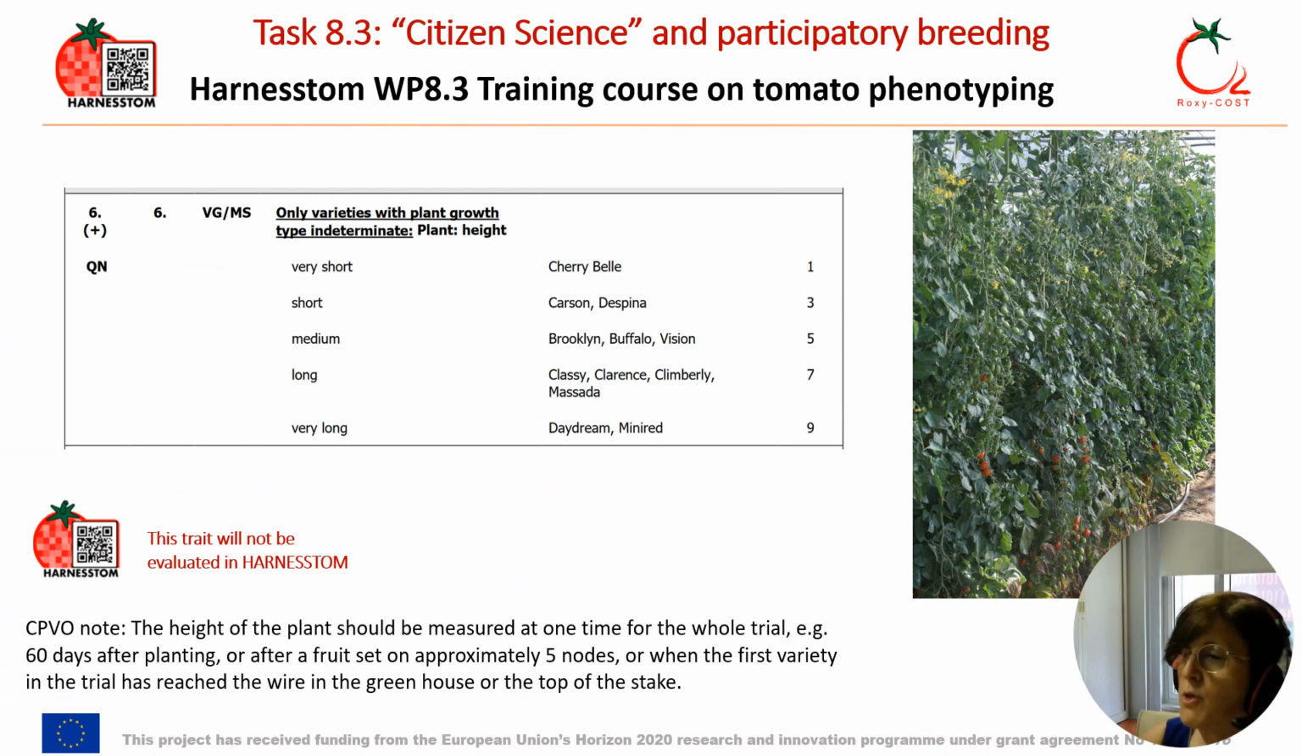Another trait measured in plants with indeterminate growth type is the plant age. It should be measured at one time for the whole trial, for example, 60 days after planting, or after fruit set on approximately the 5th inflorescence, or when the first variety in the trial has reached the wire in the greenhouse or the top of the stake. There is also a high variation of this trait between plants.